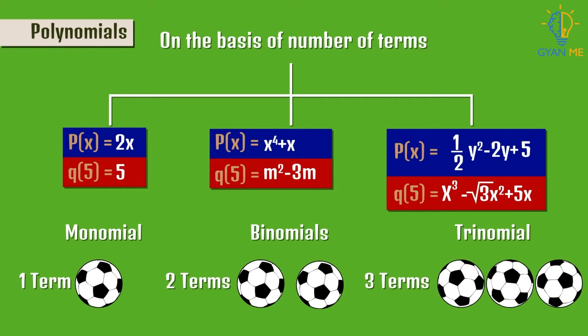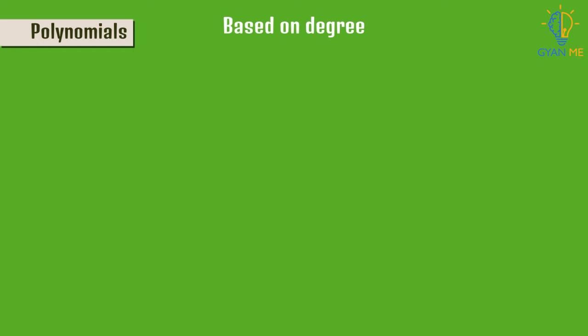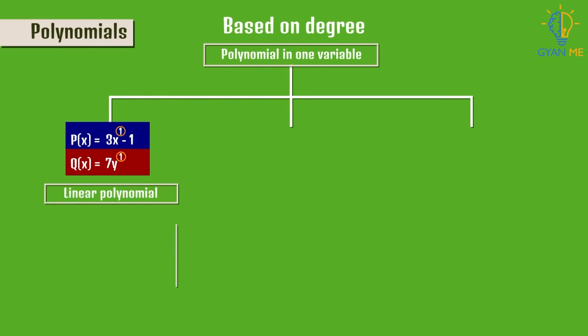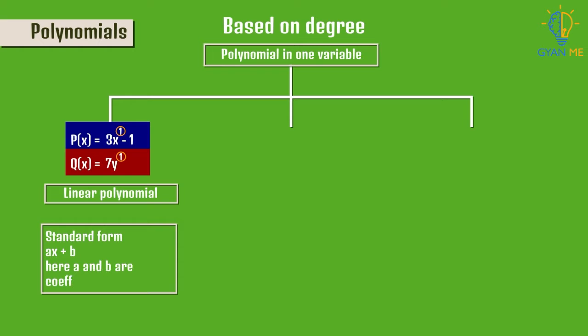Now let us classify polynomials on the basis of their degree. So again, let us see expressions like 3x minus 1 and 7y. What is the highest degree of variable in each expression? Yes, it is 1. Such a polynomial is called a linear polynomial. The standard form of a linear polynomial is ax plus b.